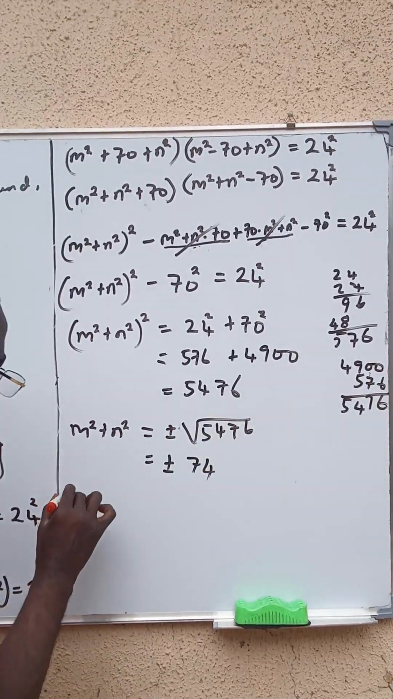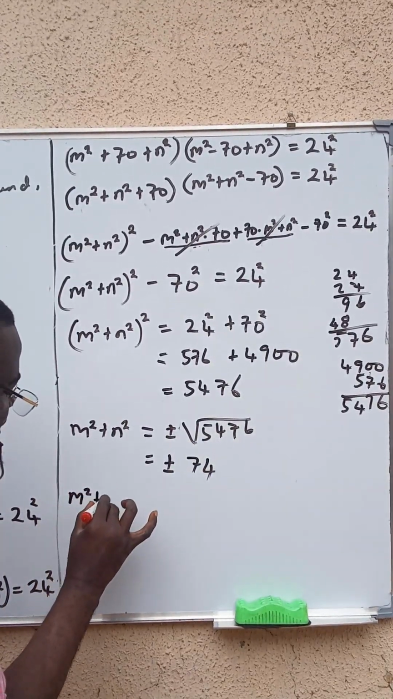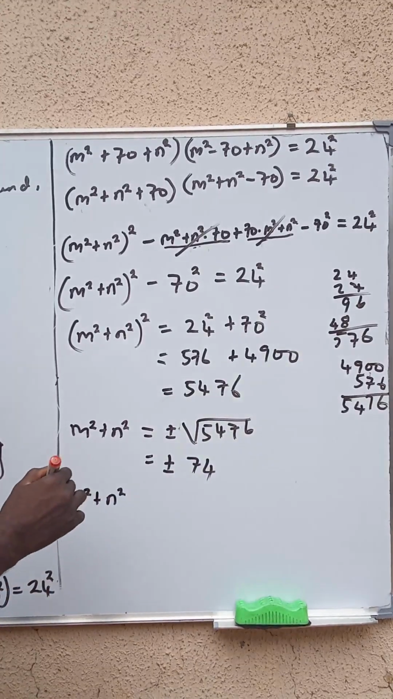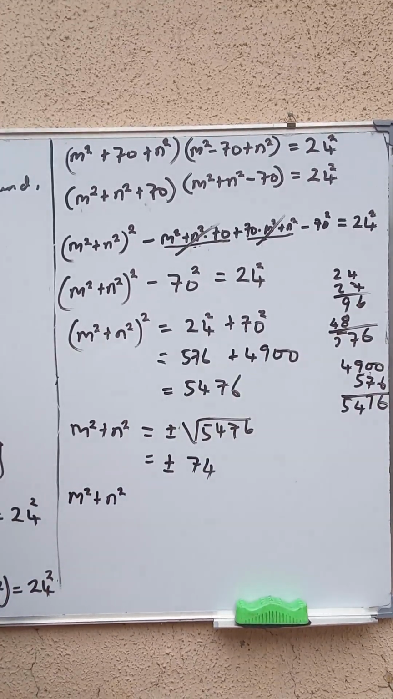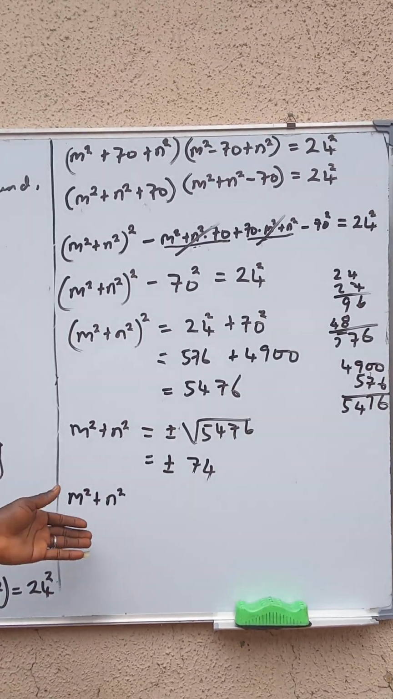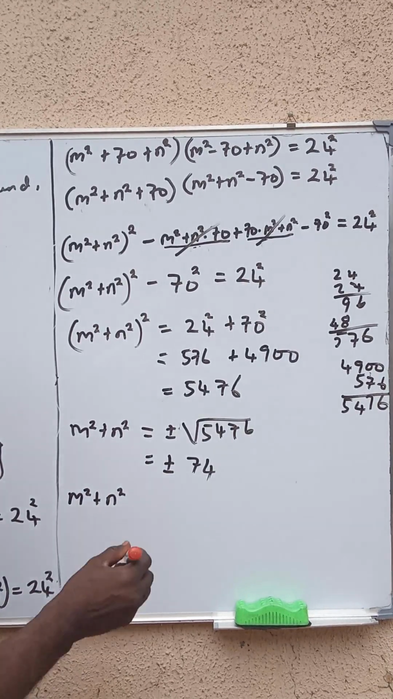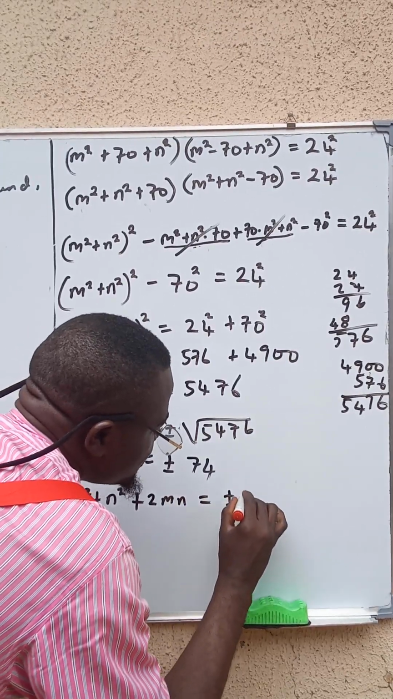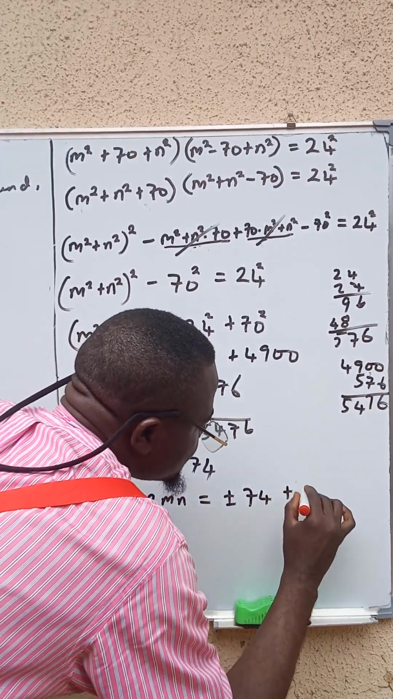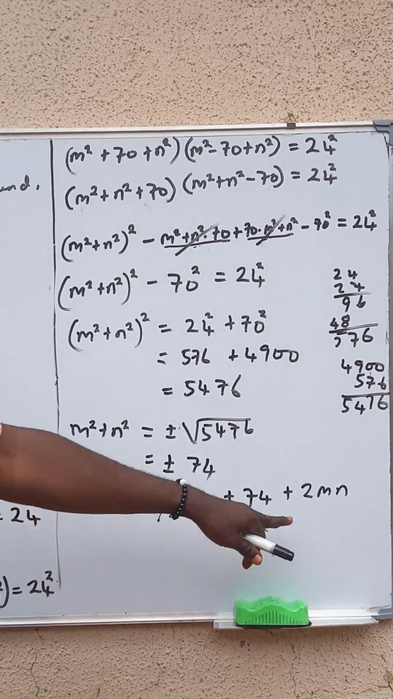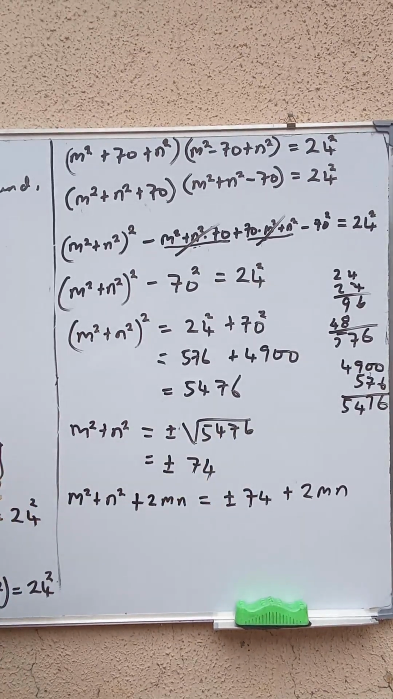Now look at it here. M squared plus n squared is what gives us this. So let me add 2mn to both sides of the equation. I have this already. Let me add 2mn to both sides of the equation. This will now give me 2mn plus m squared plus n squared, equal to 74 plus 2mn. On this other side, I added here. I wanted to get something right.